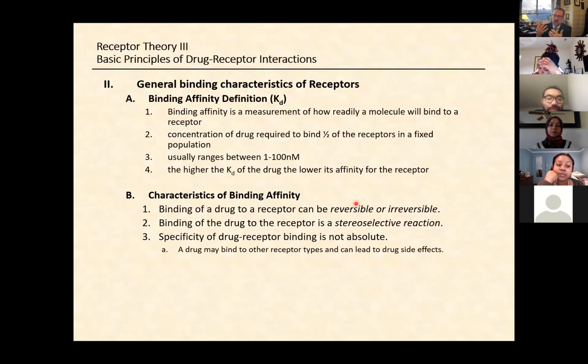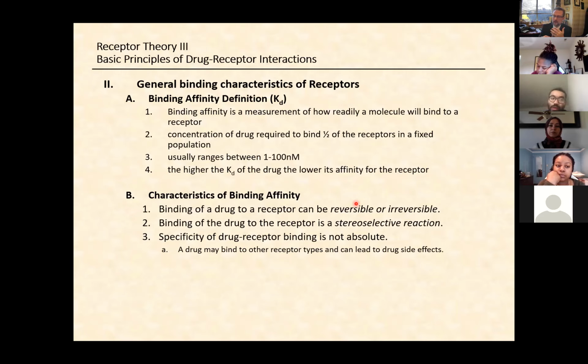Now, we have a mathematical definition and experimental definitions that we use because we can actually measure binding affinity under laboratory conditions, to see how well or how readily a ligand molecule will bind to a receptor. And the laboratory experimental definition of KD is a little bit different. When we measure KD, it's defined as the concentration of drug required to bind 1/2 of the receptors in a fixed receptor population.